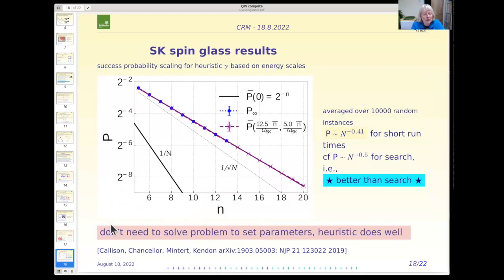Here now are some results that are using the spin glasses only for the minute. We're using the heuristic gamma based on the energy scales.